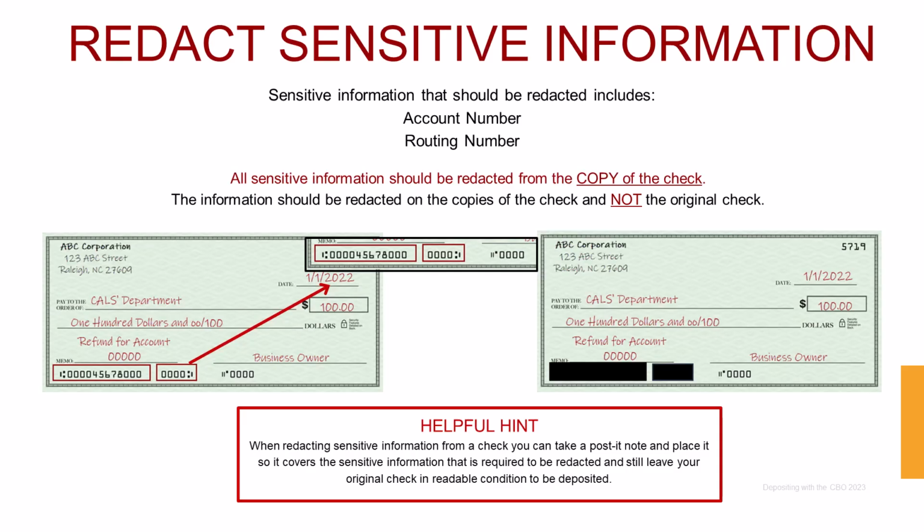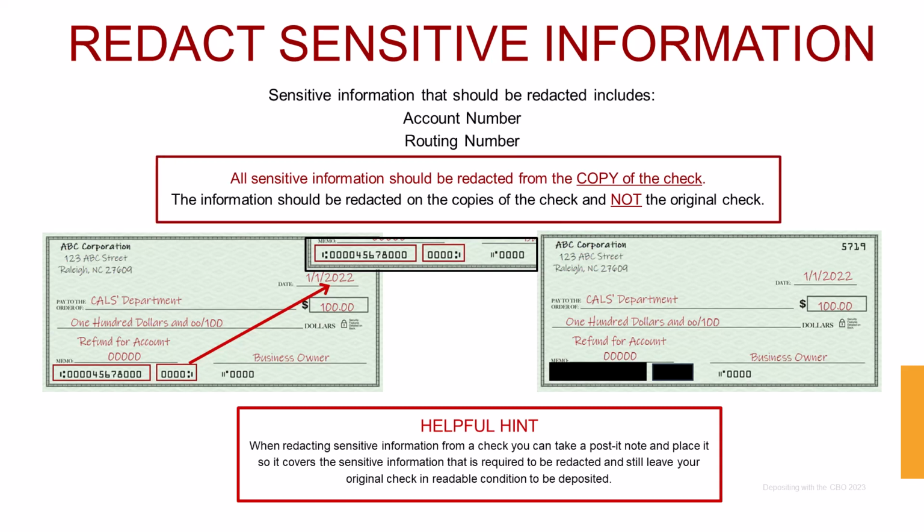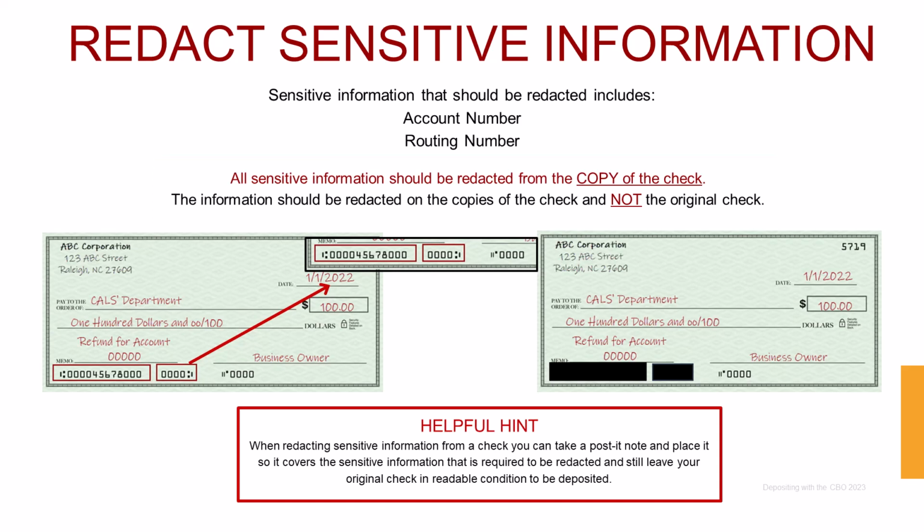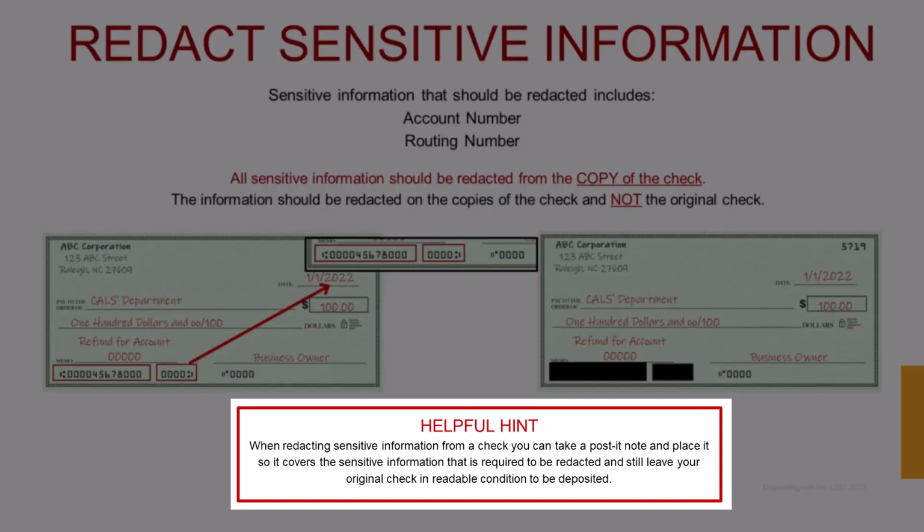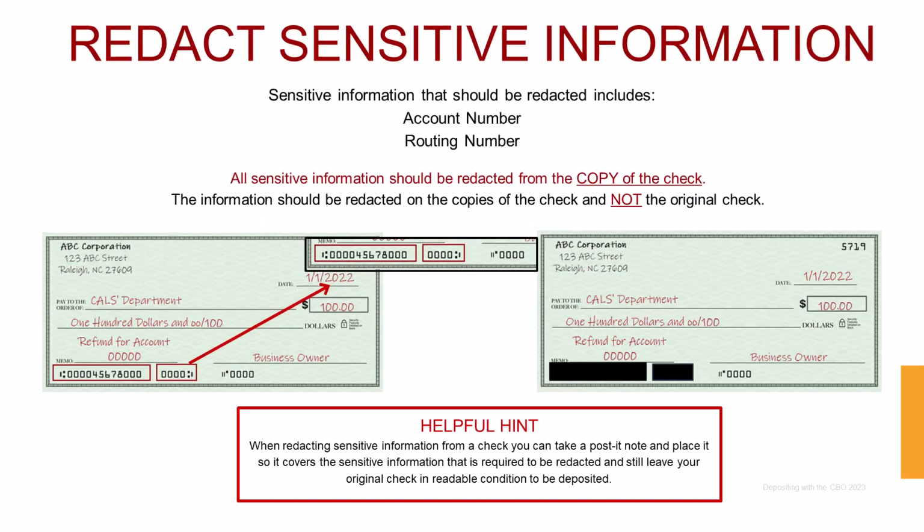Please keep in mind that this sensitive information should be redacted from the copies of the check and not the original check, as that information is necessary to deposit the check into the bank. One helpful tip when redacting sensitive information is to use a Post-it note to cover the sensitive information you wish to redact. Then photocopy the check with the Post-it note on it, blocking the sensitive information. The Post-it note can be removed when you are finished making copies, and your check will still be in a good, readable condition to be deposited.